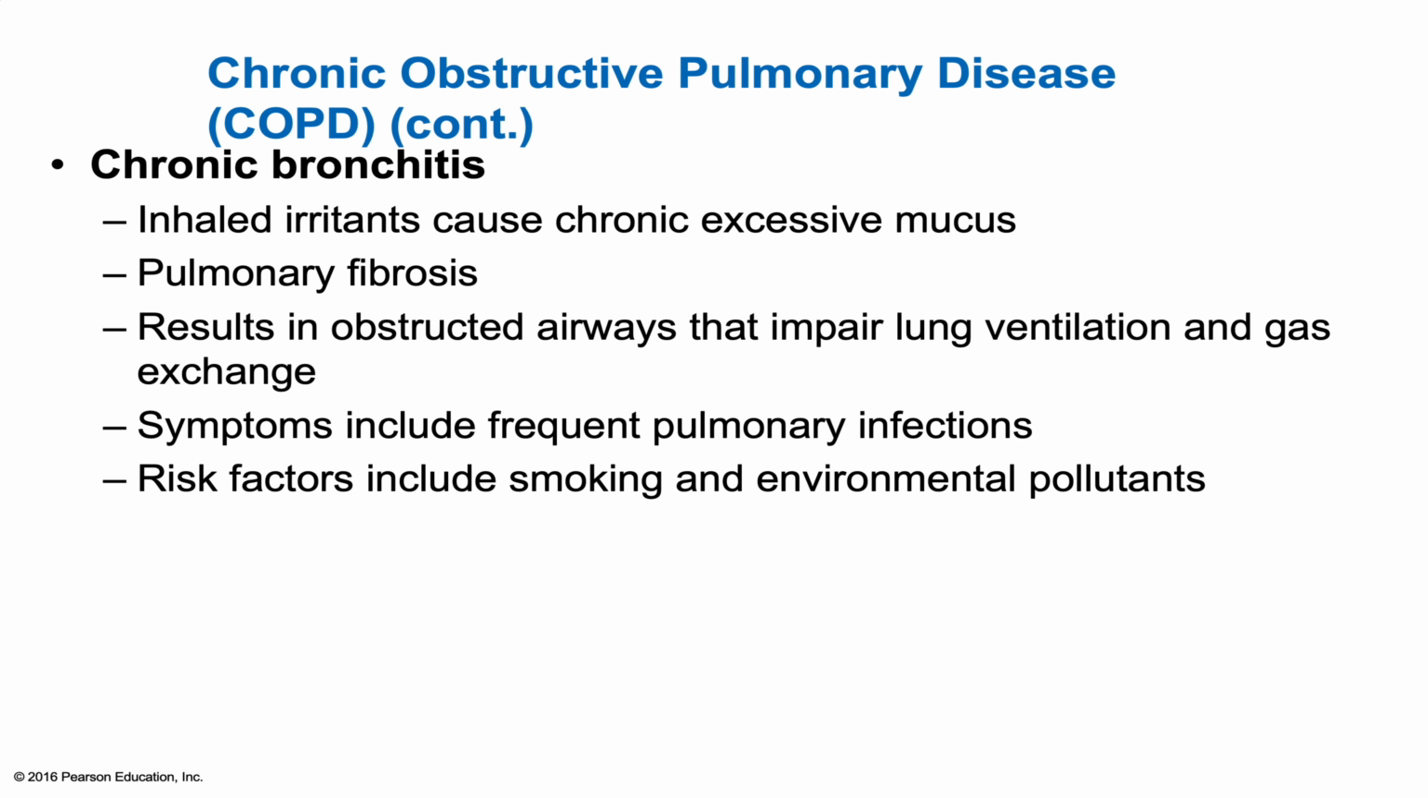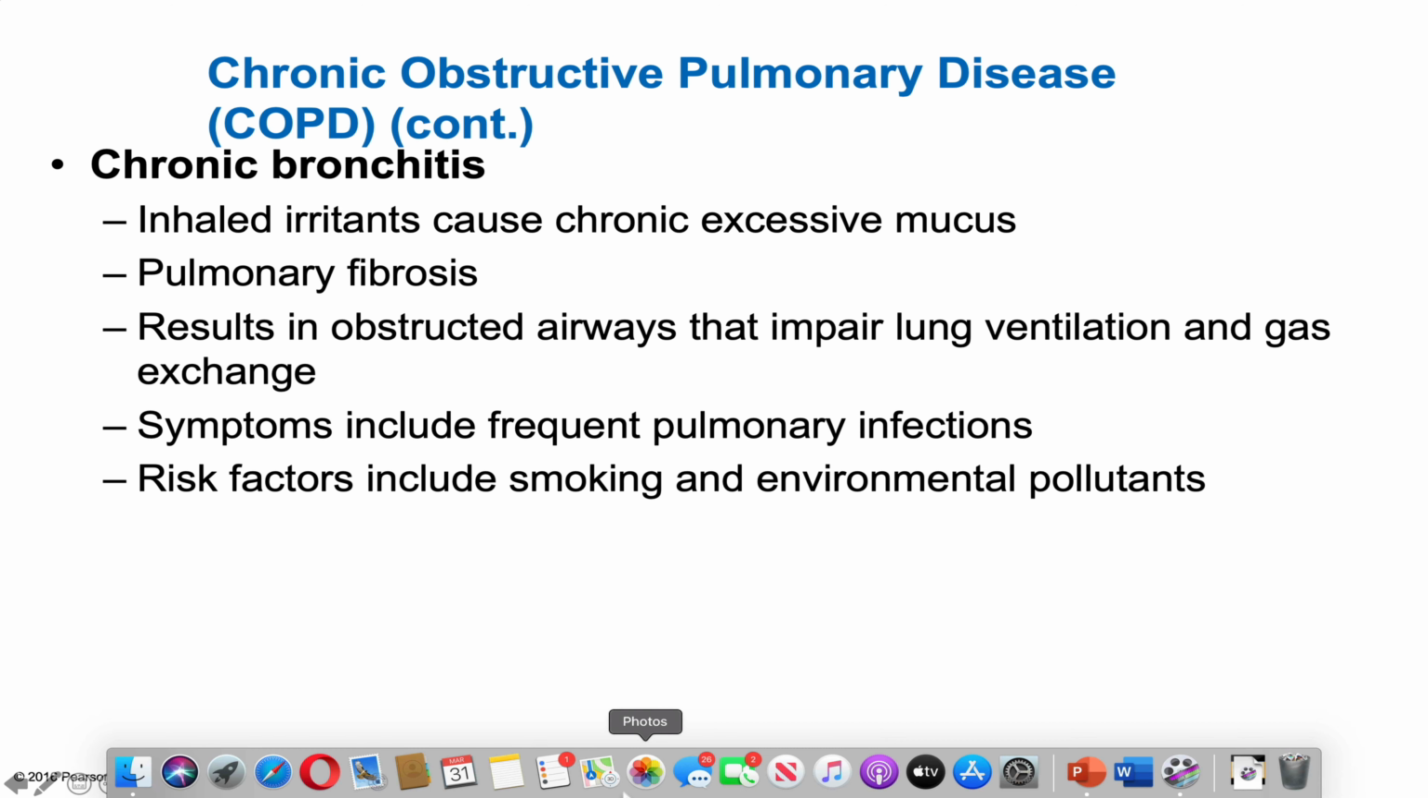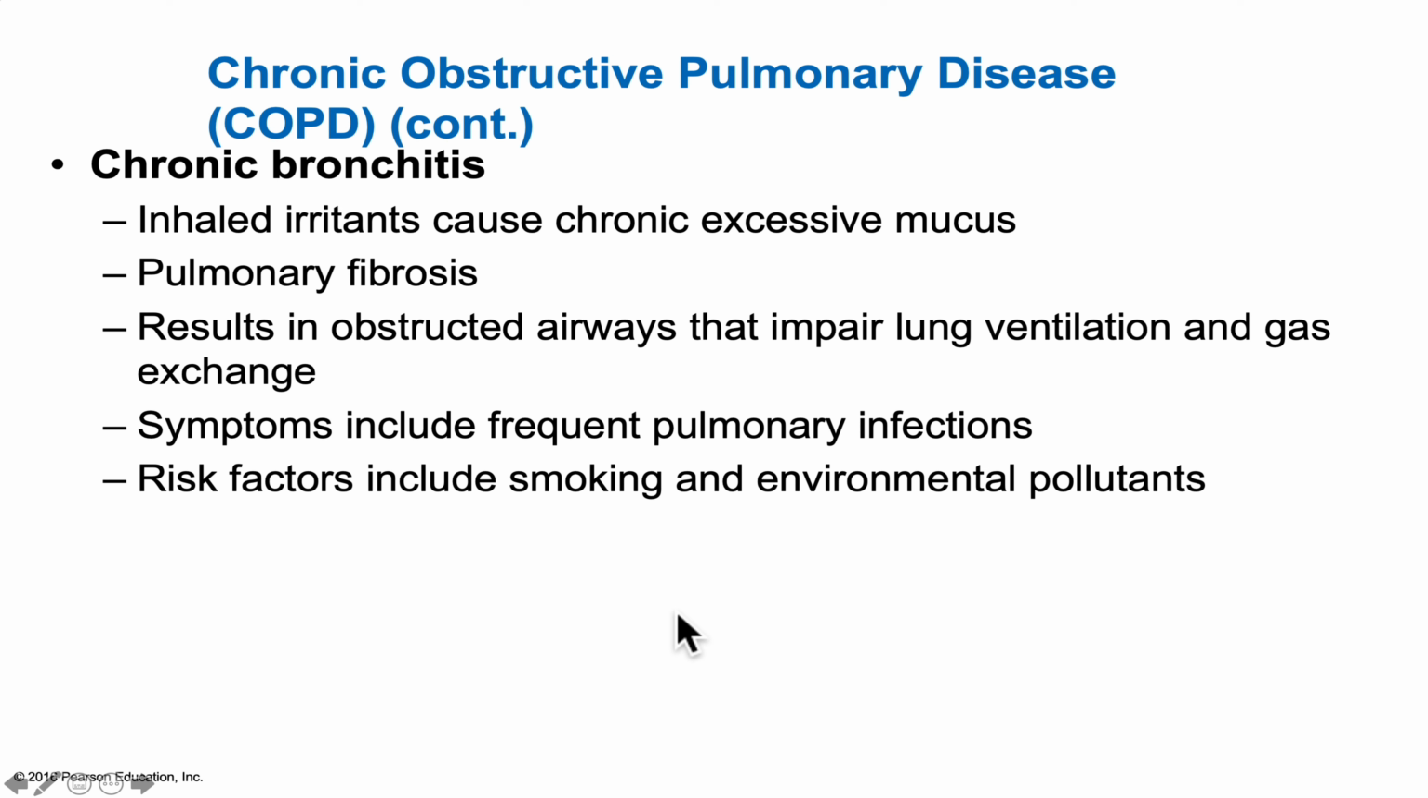Now chronic bronchitis. Inhaled irritants lead to chronic production of excessive mucus. The mucosae of the lower respiratory passageways become inflamed and fibrosed. This obstructs the airways, severely limiting lung ventilation and gas exchange. Pulmonary infections are frequent in these chronic bronchitis patients because bacteria thrive in the stagnant pools of mucus. Again, smoking is a major risk factor. Environmental pollution also promotes chronic bronchitis.